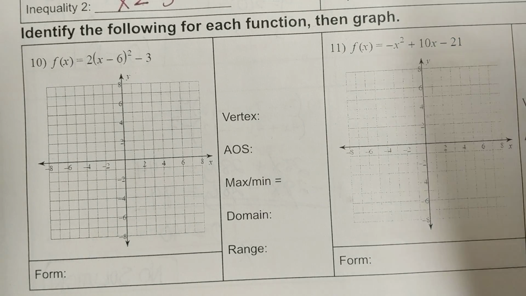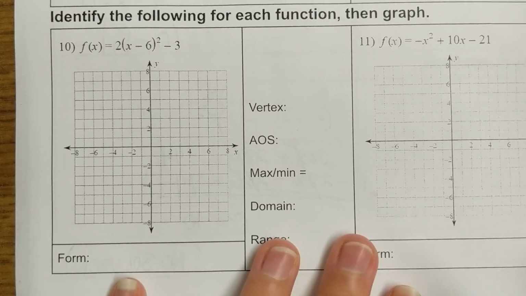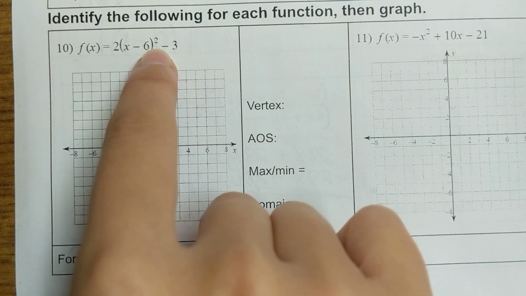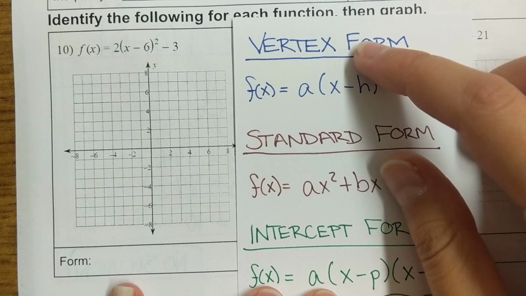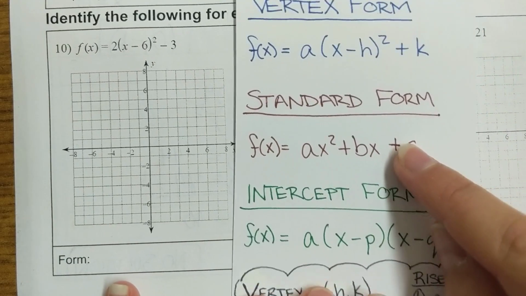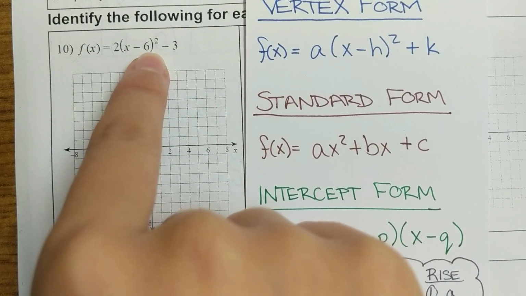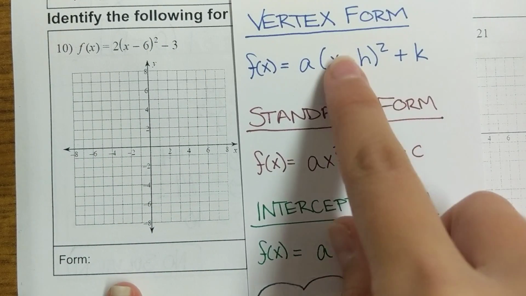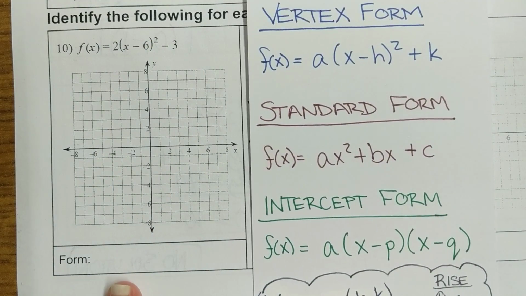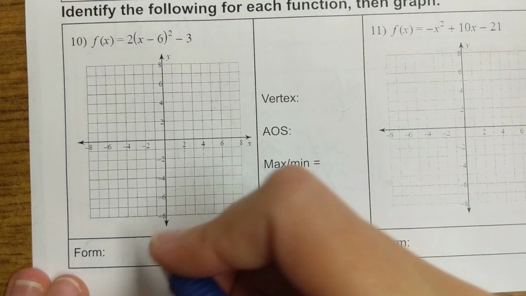All right, let's finish up our review with graphing parabolas. The first thing to ask is what form this is in. So we're going to check our forms. We have vertex form, standard form, and intercept form. This one is in vertex form. We see parentheses and then squared, so some quantity squared. All right, so this one's in vertex form.